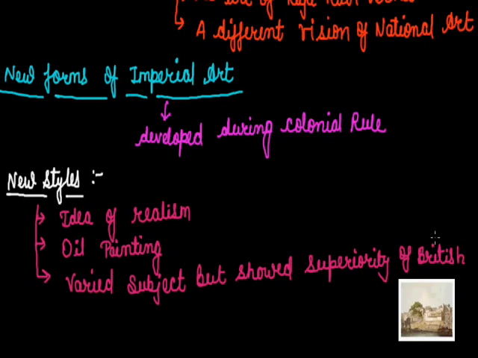The first is the idea of realism. European artists brought with them the idea of realism. This was a belief that artists had to observe carefully and depict faithfully what the eye saw, so that everything which was produced by artists looked real and lifelike. Oil technique: this was a technique with which Indian artists were not familiar at that time.